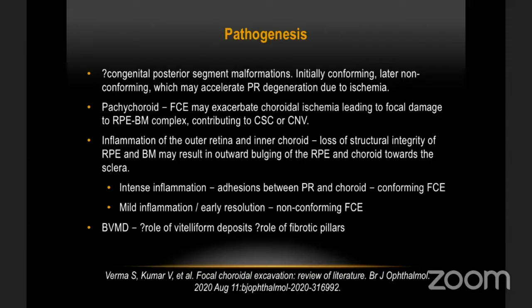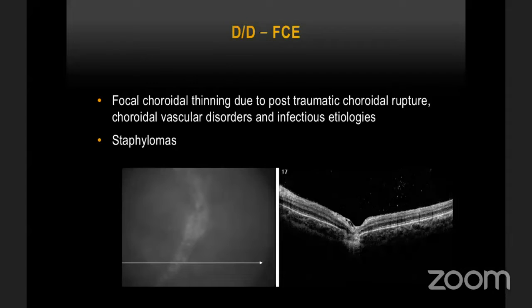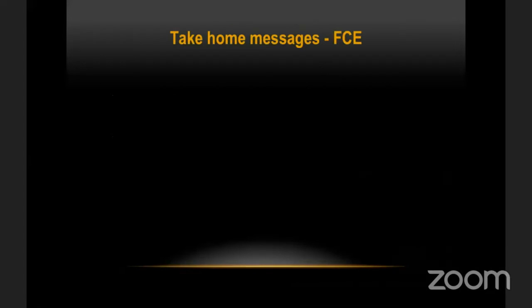And in pachychoroid, in which it is most commonly associated, we still do not know the reason for thicker choroids to have a FCE. So it's important to differentiate this from other disorders which have focal choroidal thinning, like in this case, which is a post-traumatic choroidal rupture, a choroidal vascular disorder, or some infection. And of course, staphylomas have to be ruled out.